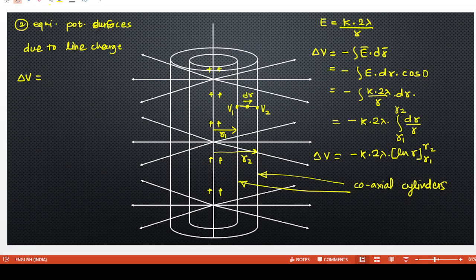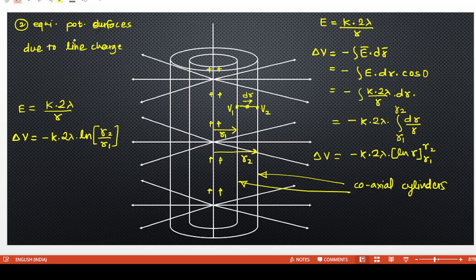So here we will get the formula for potential difference as, final conclusion is, potential difference delta V is equal to minus K 2 lambda ln of upper limit upon lower limit. This is the formula for potential difference between these 2 points if you have the line charge. And what is the formula for field? It is K 2 lambda upon r.